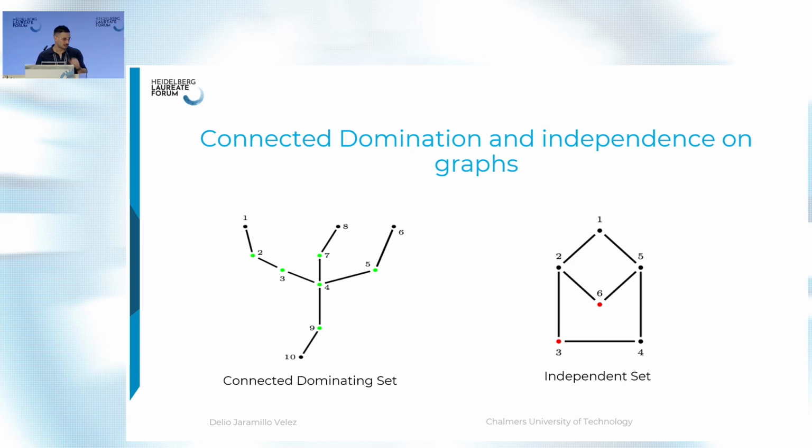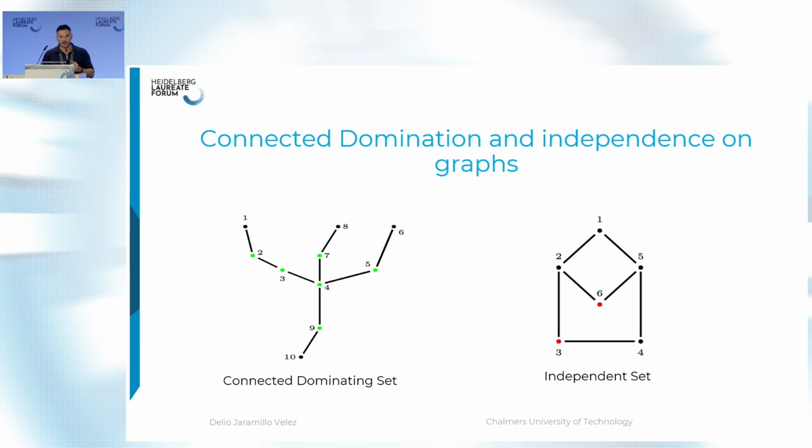On the right side, we can see that the green dots represent a connected dominating set. The second family is independent sets. And this type of subset of nodes tells us something about the missing connections in the graph. On the left side of the image, we have an independent set in the red dots.